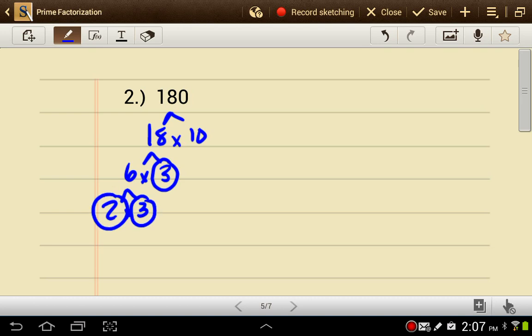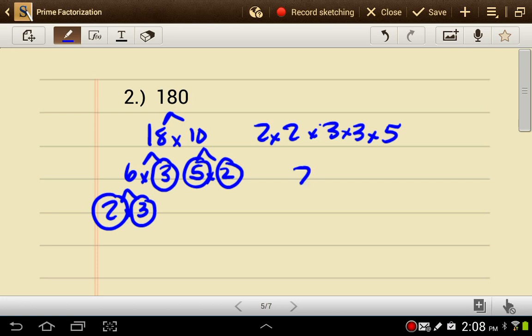I still have my 10 over here to work with. So now I'm going to go back and work with that. That is 5 times 2. I'm going to circle those. Now I have everything circled. I have no more branches to make. So I write my answer. I have a 2 times a 3. A 2 times a 2 times a 3 times a 3 times a 5. So my final answer is 2 squared times 3 squared times 5.